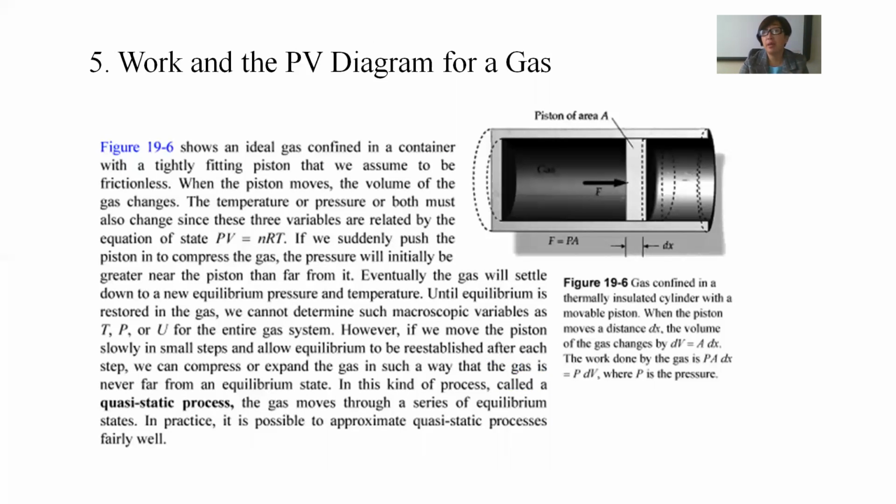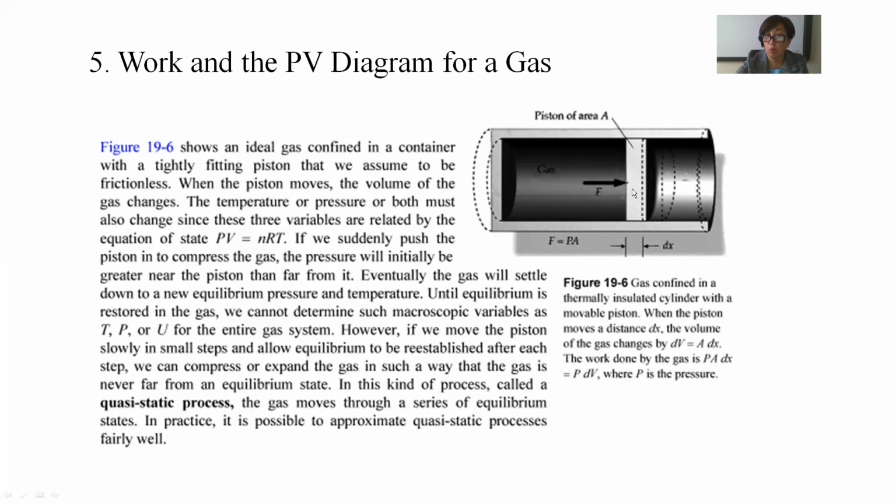Work and the PV diagram for a gas. This figure shows an ideal gas confined in a container. Here is the container, and here is the piston. We assume the piston fits entirely and is frictionless.